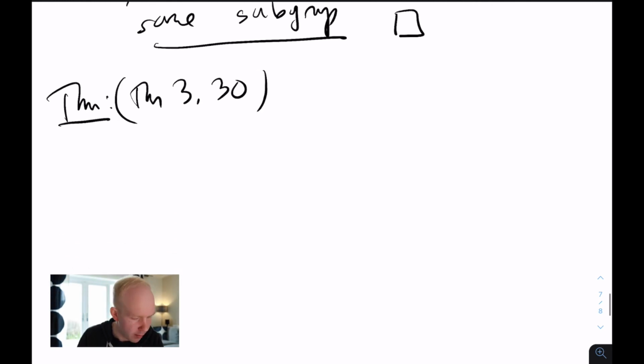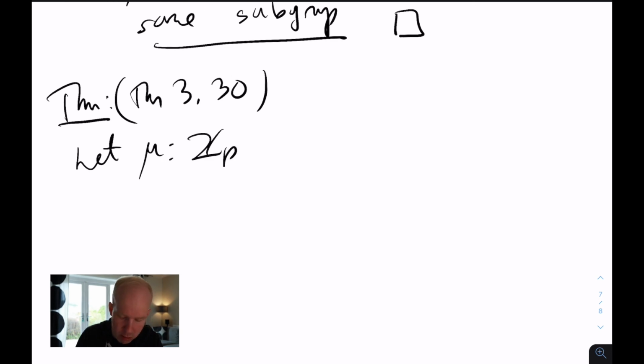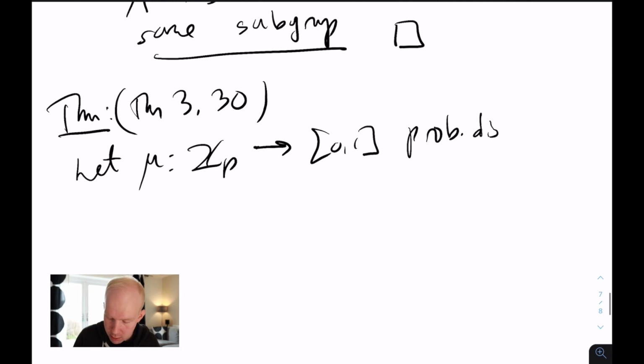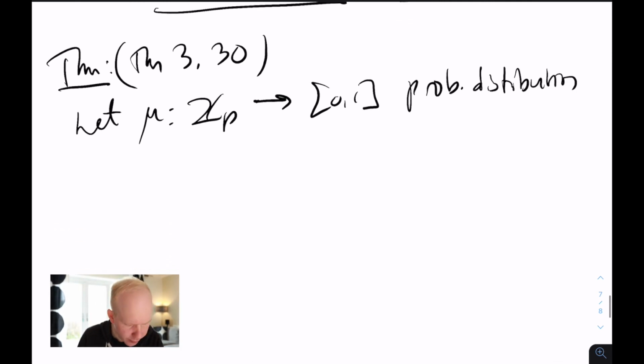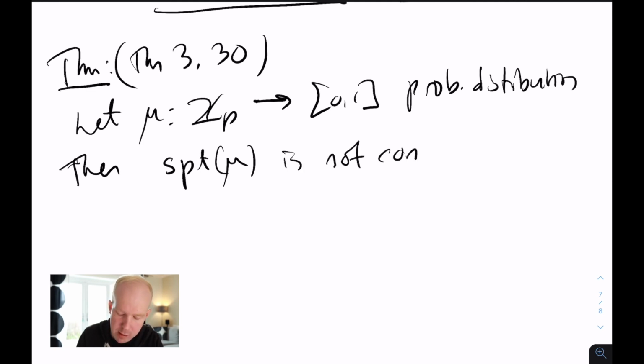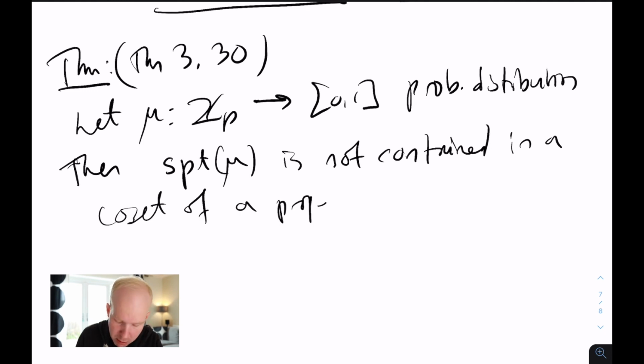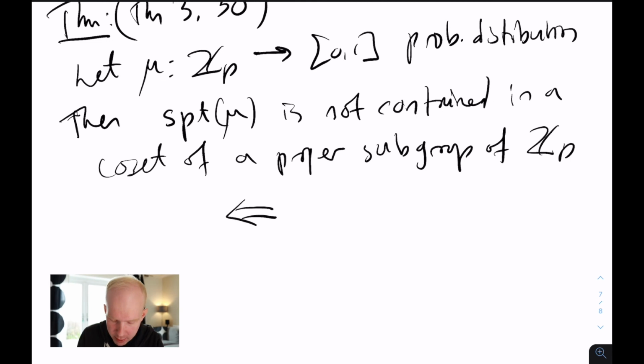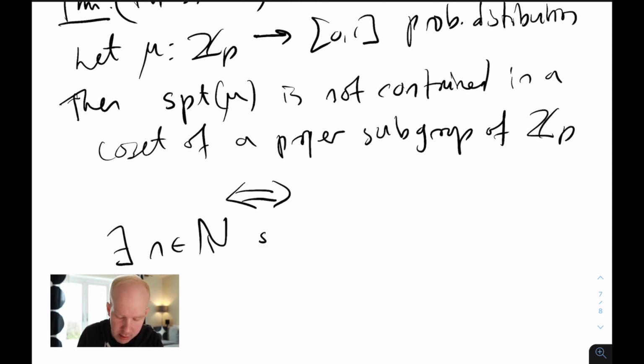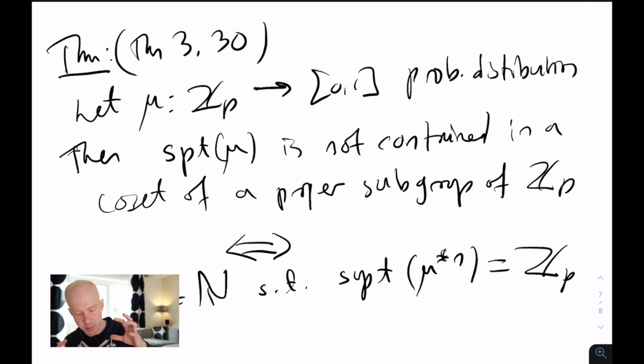Let's call it theorem 3.30 in the notes, which is the following: we let mu be a probability distribution, and then the support of mu is not contained in a coset of a proper subgroup of Z_p if and only if there exists an n in the natural numbers such that the support of mu star n is equal to Z_p. So this will basically be a consequence of the previous property that we had, but I will come to this in the next lecture.